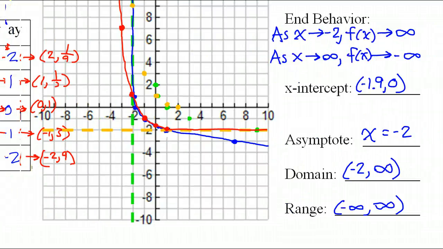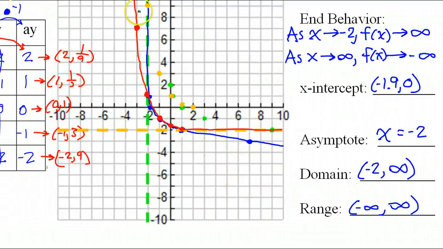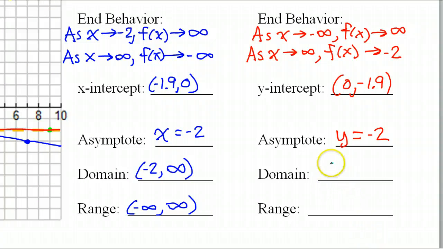The domain, that's how far the red graph here goes from left to right. Well, this goes left and right forever, both directions. So that's going to be negative infinity to positive infinity.